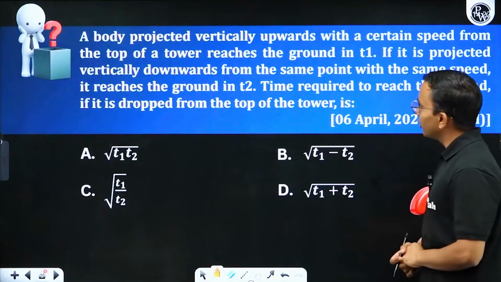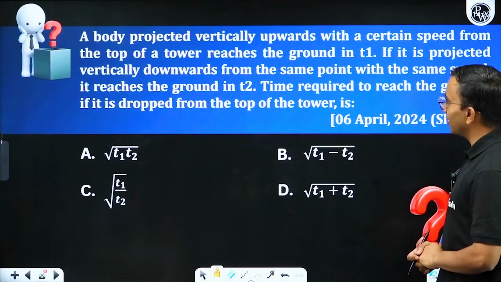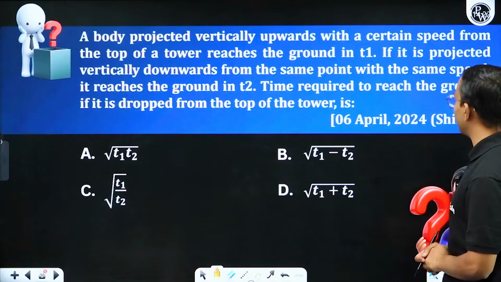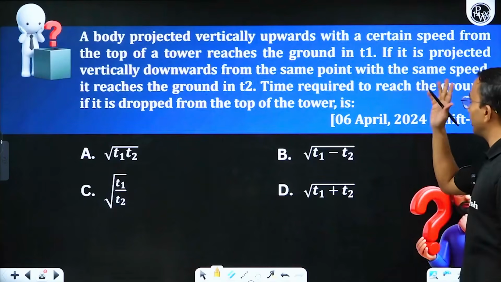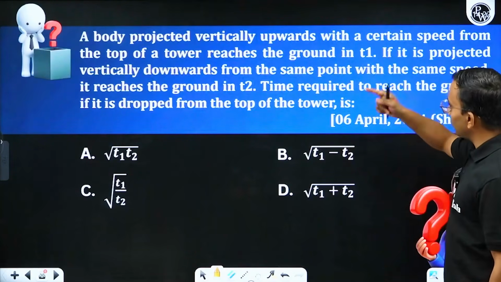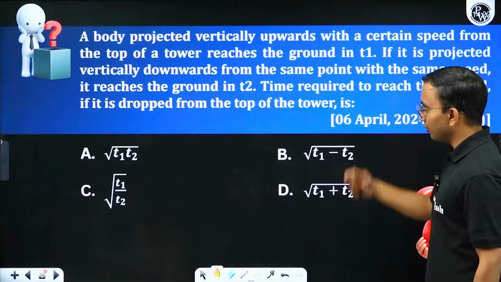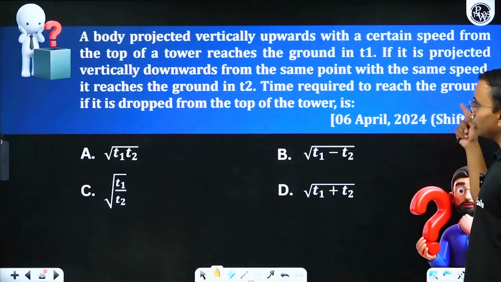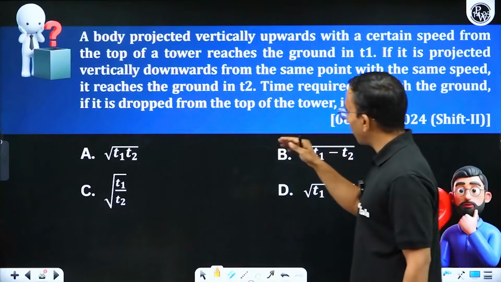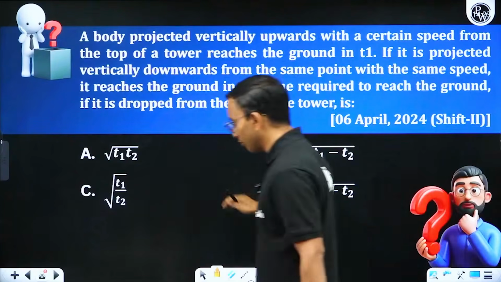A body projected vertically upward with a certain speed from the top of a tower reaches the ground in t1 second. If it is projected vertically downward from the same point with the same speed, it reaches in t2. Time required to reach the ground if it is dropped from the top of the tower is, that is the third case, and the answers are in terms of t1, t2.